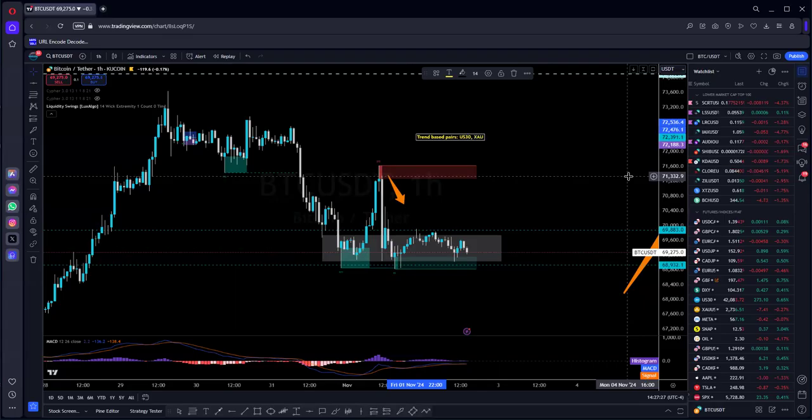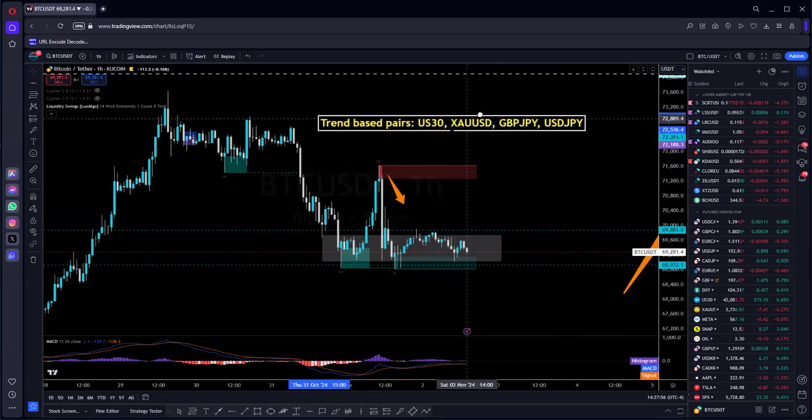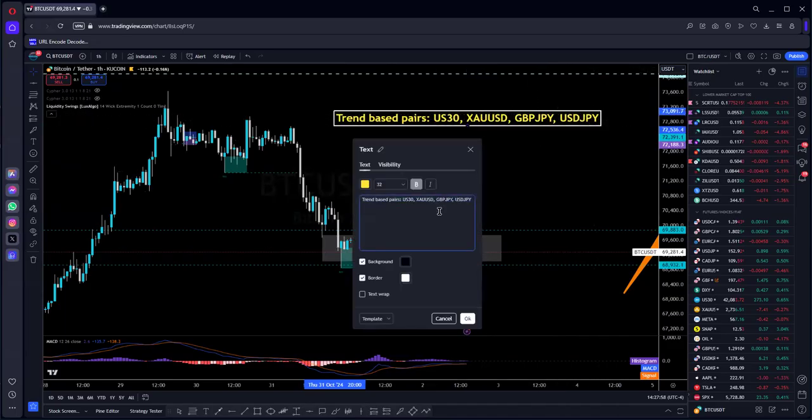US 30, XAUUSD. BTC, it can be like a hybrid because sometimes it does respect support and resistance, and then sometimes it doesn't. So it's like 50-50. But US 30 and XAUUSD, and any of the JPY pairs, the yen pairs, they're very trend based. I'm gonna explain what that means momentarily.